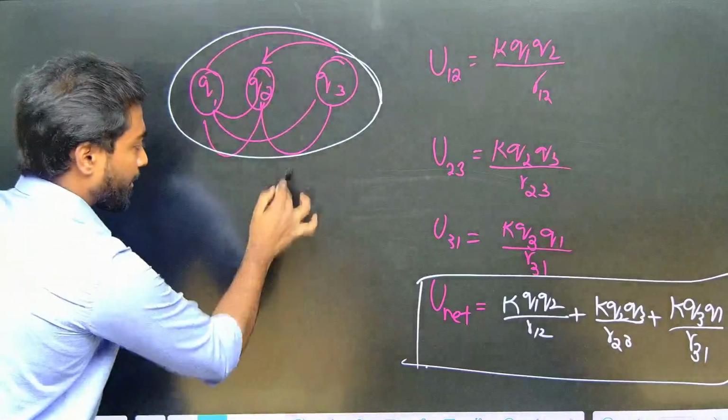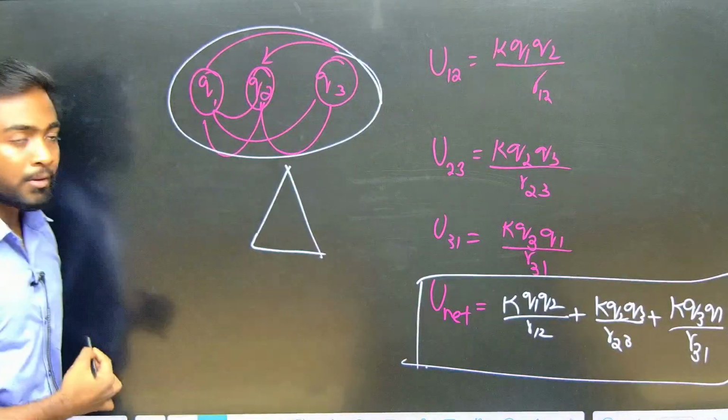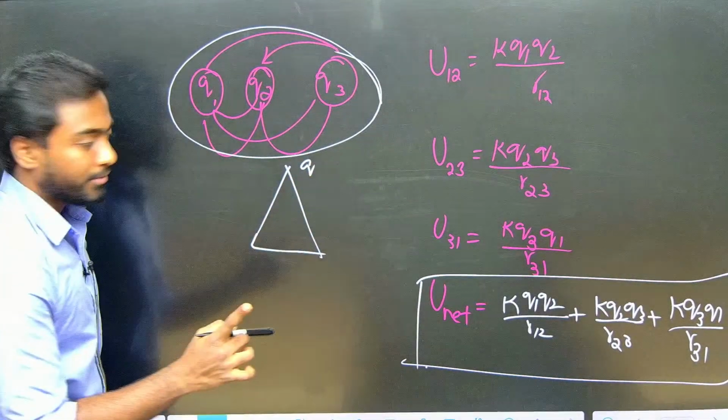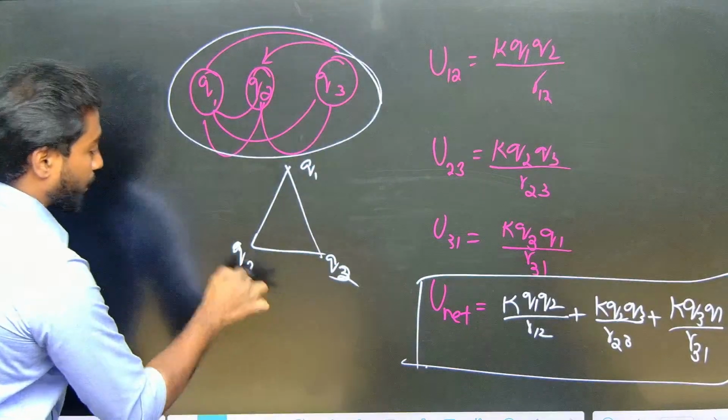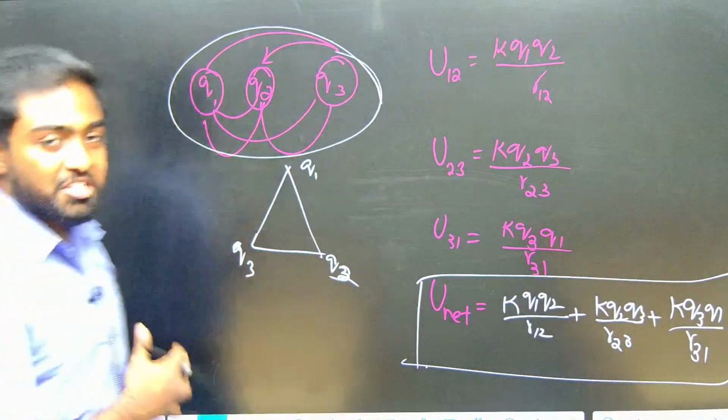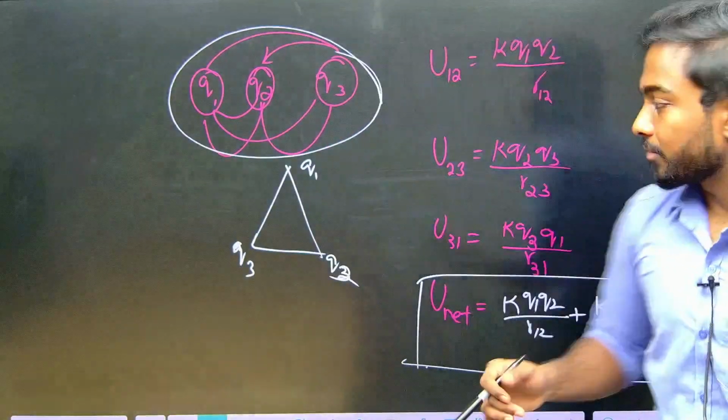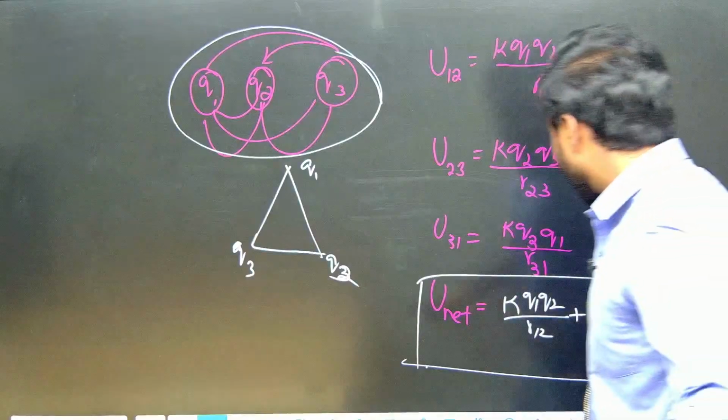For example, if we take a triangle, with three corners Q1, Q2 and Q3, and they ask what the potential energy of this is, we will use this.